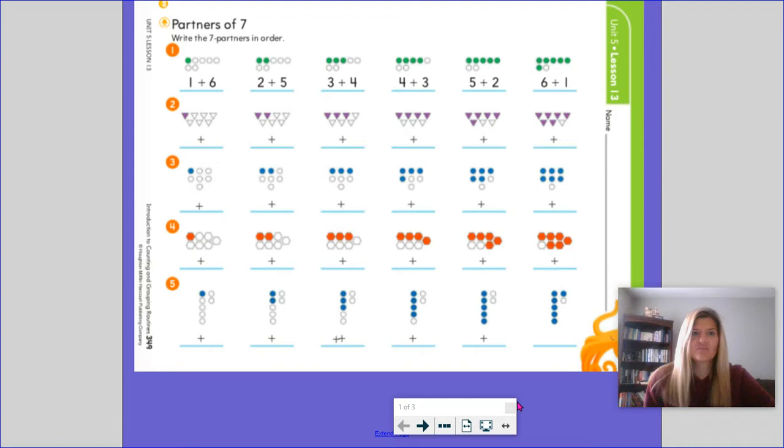Today's math lesson, we are going to learn about partners of seven. We're going to do some addition facts, and that's going to be it. So it's going to be a short lesson today. And if you look at the first page that I have up on my board, I think you're going to notice it's also going to be a review of what we did the last lesson. So I don't have too much to teach you today.